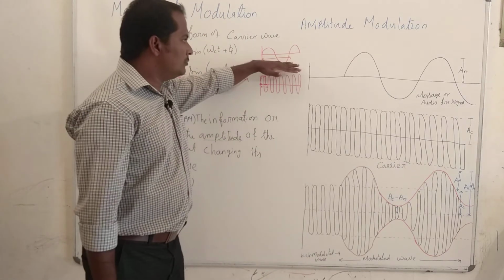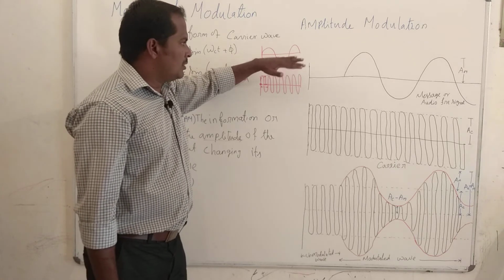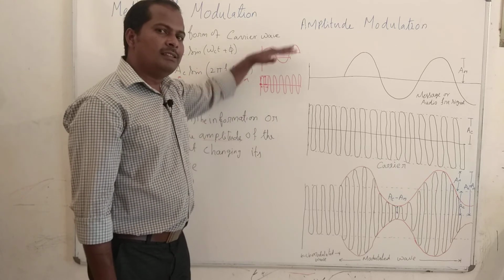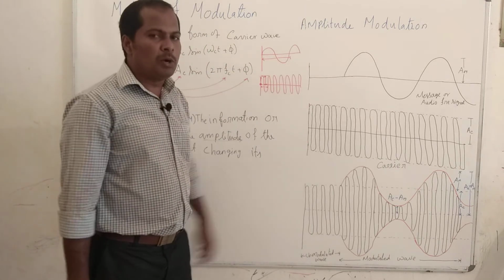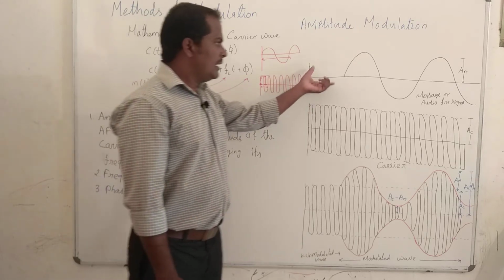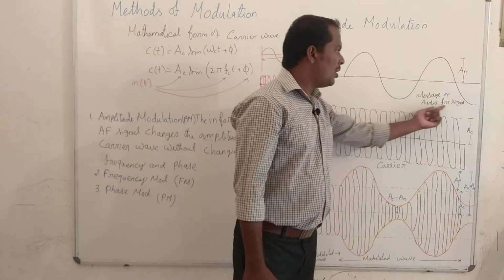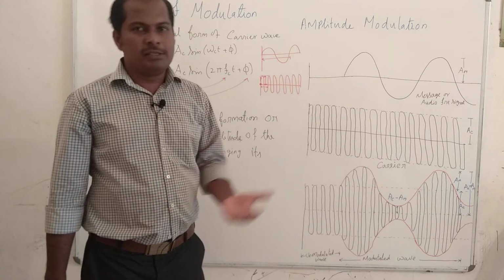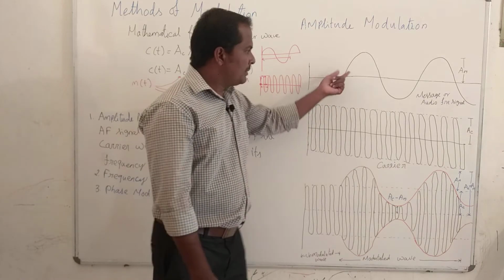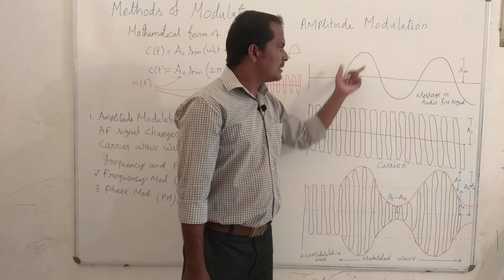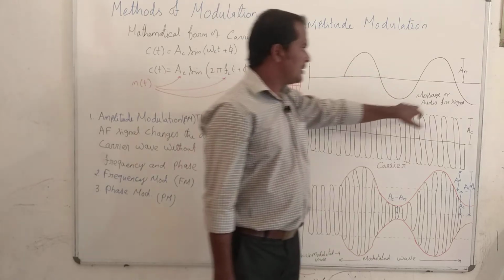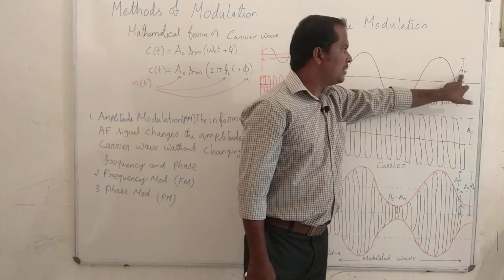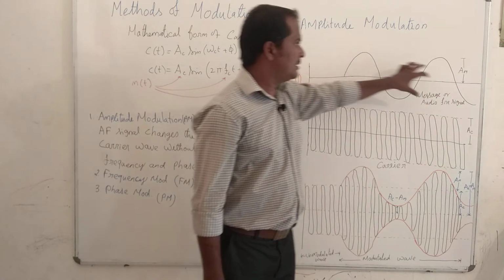A low frequency audio baseband signal is mixed with the high frequency radio waves, and the resultant signal is called the modulated signal. This is called the message or audio frequency signal, the input signal. When I speak, imagine the frequency of the sound is 300 Hz. The maximum amplitude of the message signal is AM. A means amplitude, M means message signal.